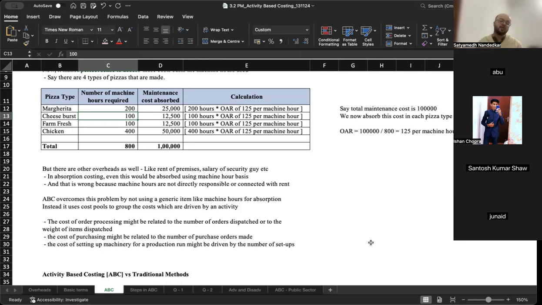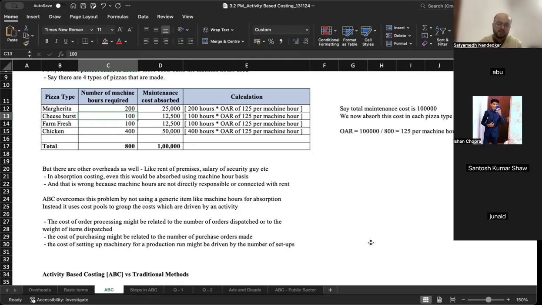ABC overcomes this problem by not using a generic item like machine hours for absorption. Instead, it uses cost pools to group the costs which are driven by an activity. So, cost pool is basically a collection of all the cost heads which are required for a particular specific activity. What do I mean by that?